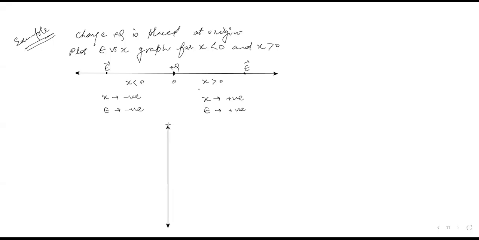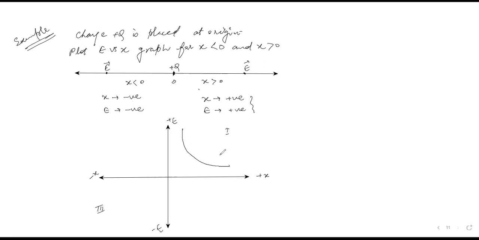Thus, we can draw the graph between these quantities like this. This is your plus X and this is your plus E. This is your minus X and this is your minus E. This is coordinate number 1. In the first coordinate, X is positive and E is positive, both lying like this. And X negative and E negative are found in coordinate number 3.